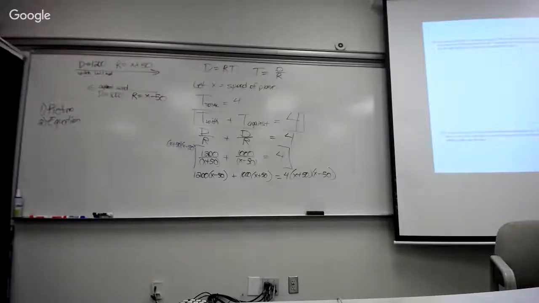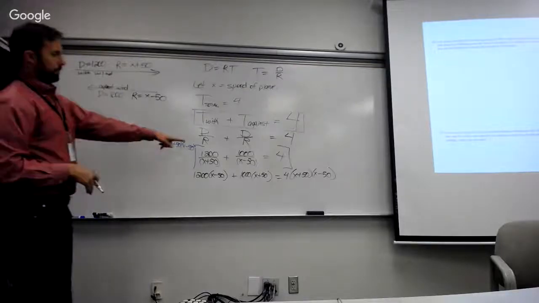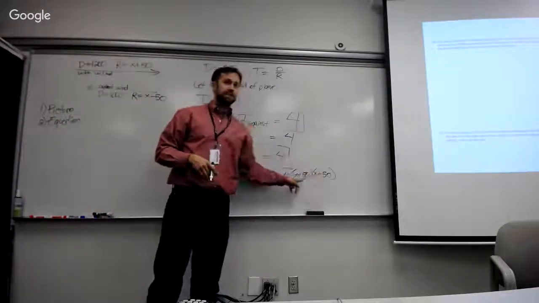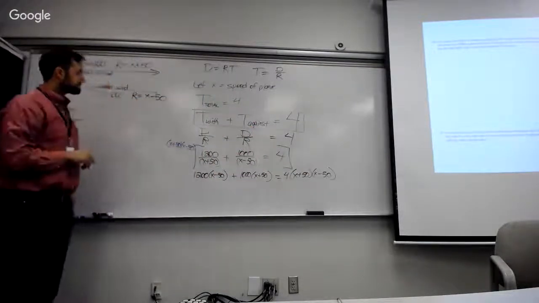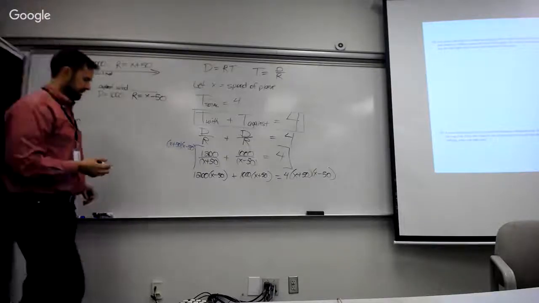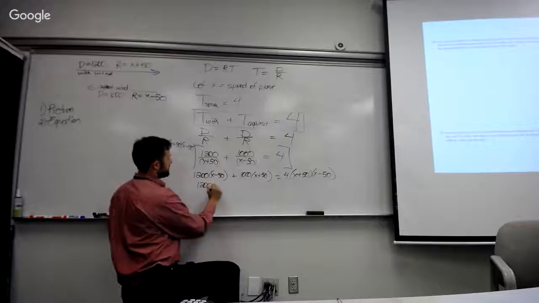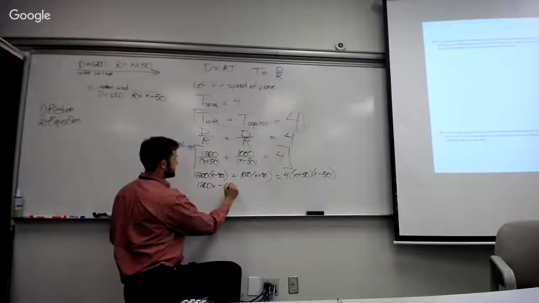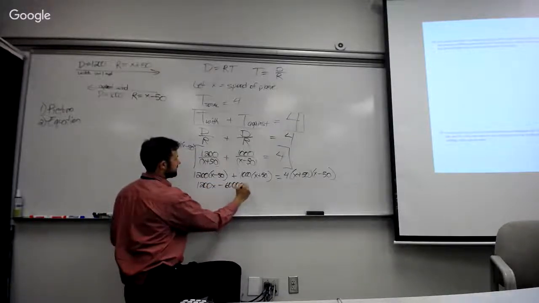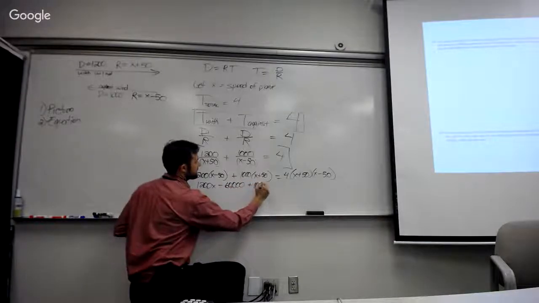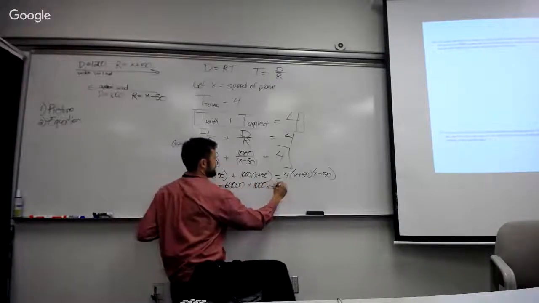It's a doozy, right? We still have quite a bit of work left to do in terms of distributing. We get to FOIL x plus 50, x minus 50. So we have 1200x minus what? 60,000? Yes. And then plus 1000x plus 50,000.